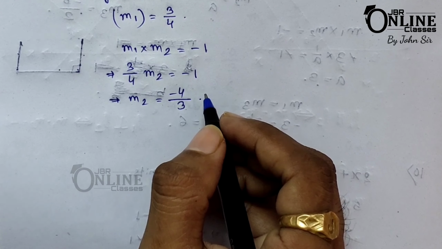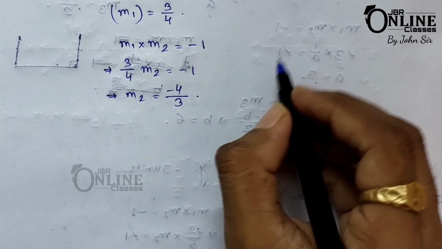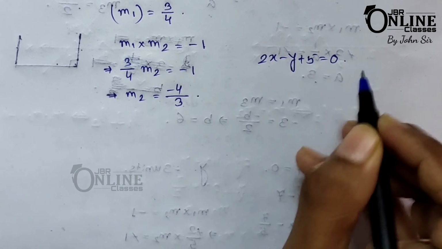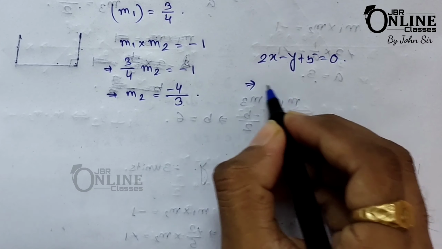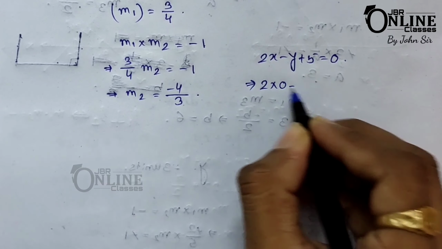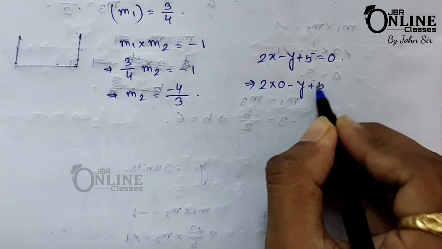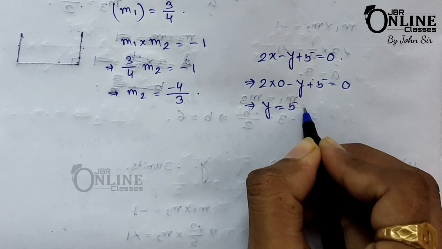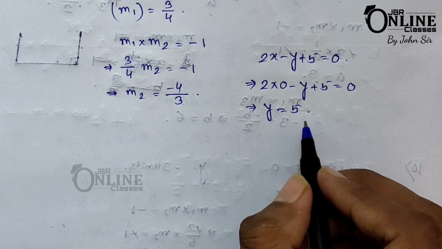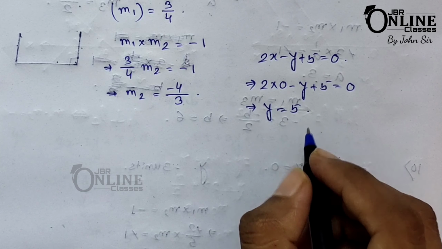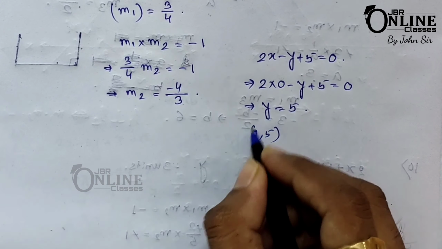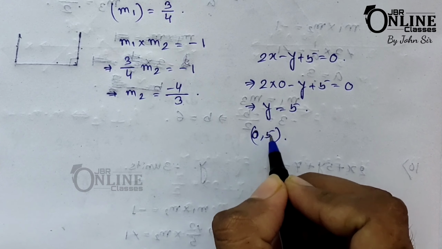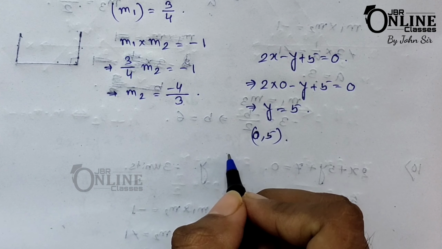Now for the y-intercept in the equation 2x minus y plus 5 equal to 0, that means x equals 0, so 2 into 0 minus y plus 5, so from that equation y equals 5. So the equation of the line which is passing through the point 0 comma 5. Now we have to find out the equation.